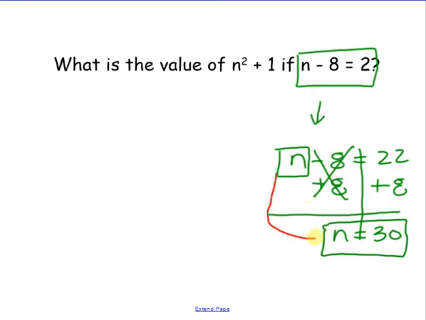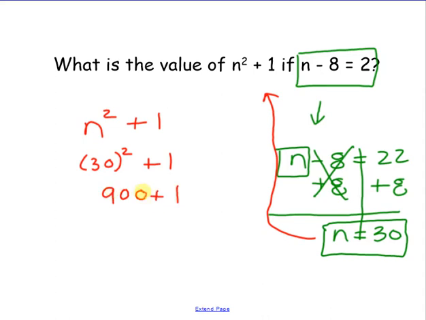Now, take this and plug it back in here. So, n to the second power plus 1. So, instead of n, I'm going to write 30 to the second power plus 1. Now, you have a calculator. I'm going to get my calculator out. Go ahead and do 30 to the second power. And you should get 900 plus 1, which would give you 901. And that is the answer to your problem.